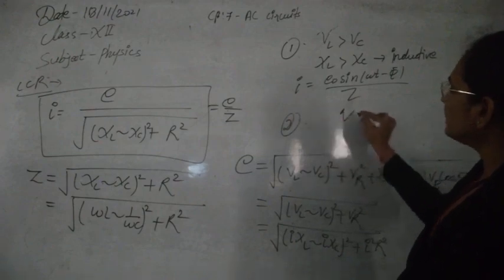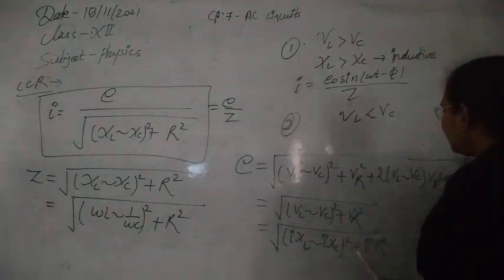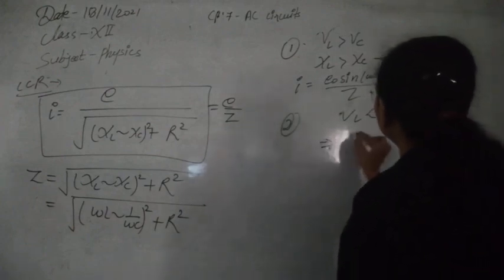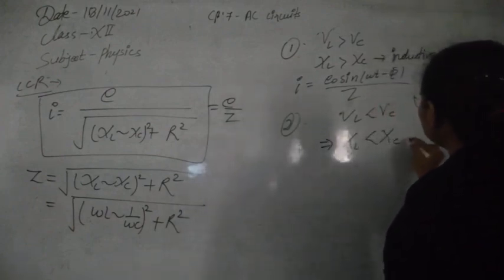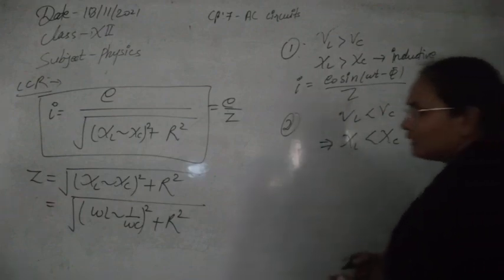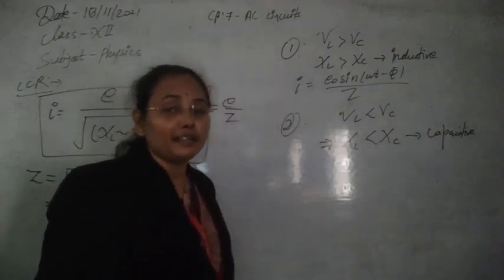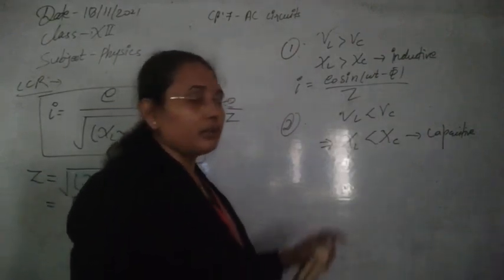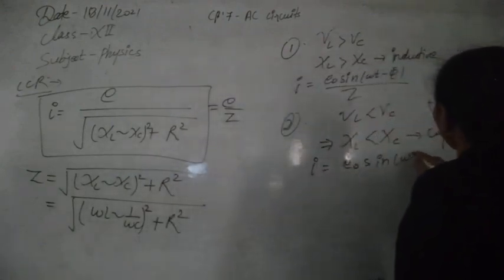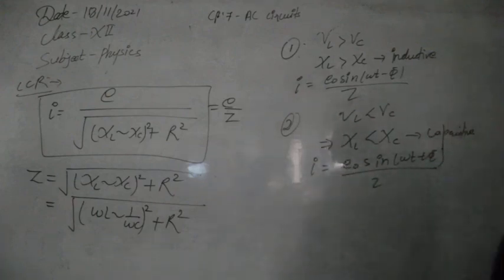Similarly the second condition, that is if VL is less than VC. In that condition chi L will be less than chi C, and now the circuit will behave like a capacitive circuit, so the current will be in the leading condition than the potential. The current will have the value E0 sine (omega t plus phi) divided by Z. So the circuit's behavior is just like the capacitive circuit.